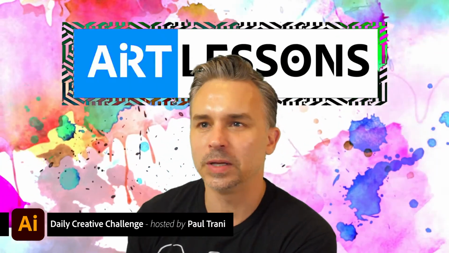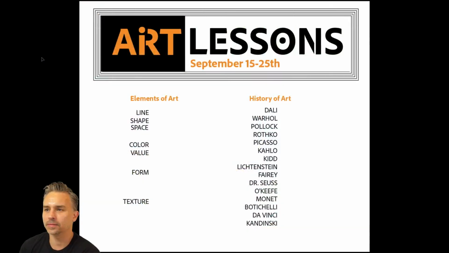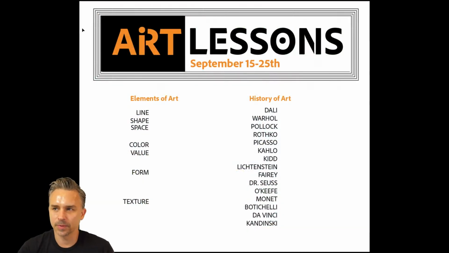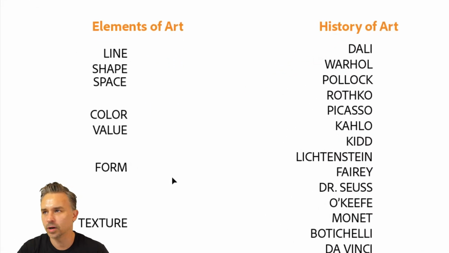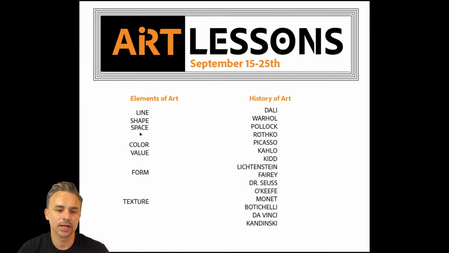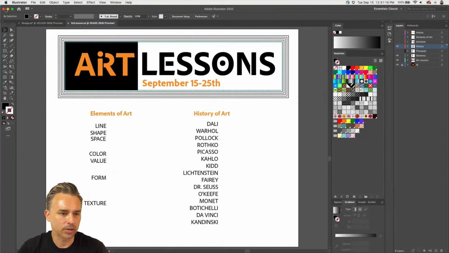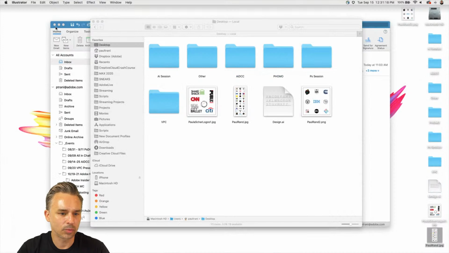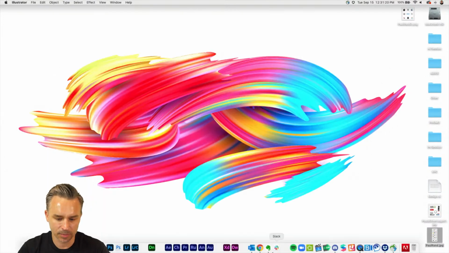Yes, hello creative people. This is what we talked about yesterday. So we have for the next 10 days a number of lessons where we'll be talking about the elements of art and history of art. This week's all about the elements of art. So we're going to start right up here. Line, shape, space. That's what we're going to do to create a modern logo, a Paul Rand inspired logo. So let's just jump out there.